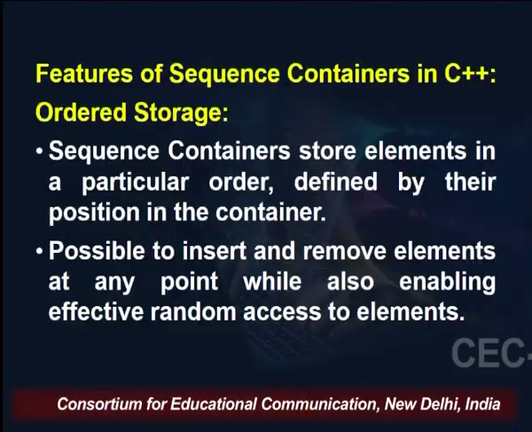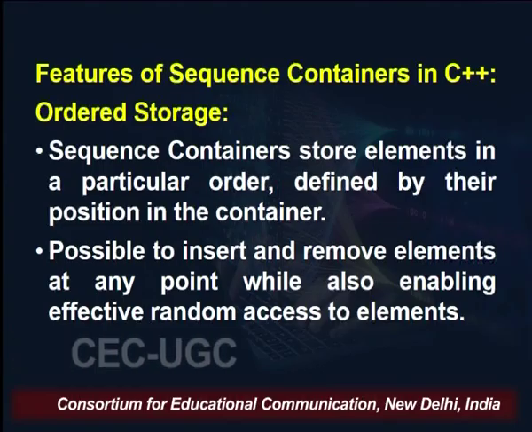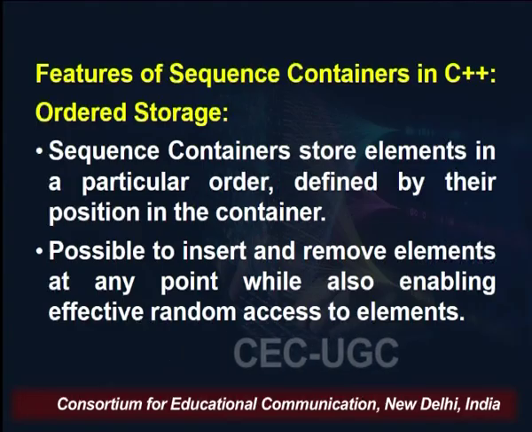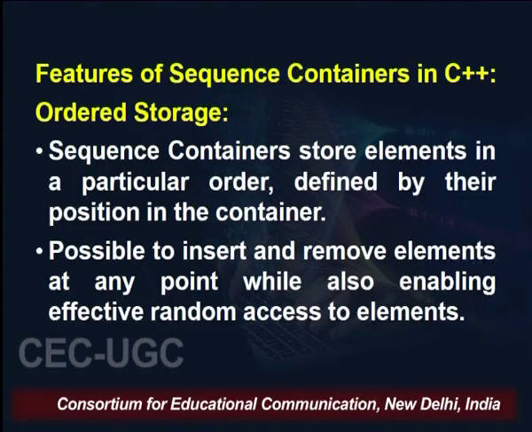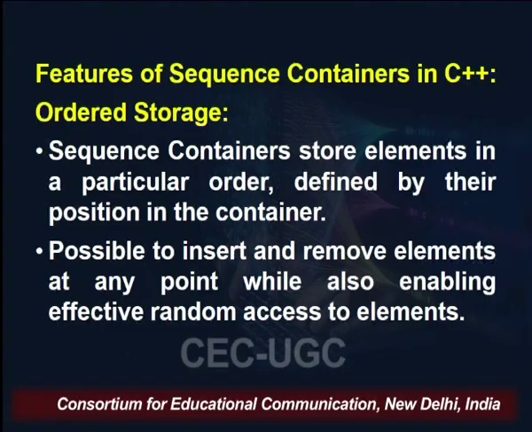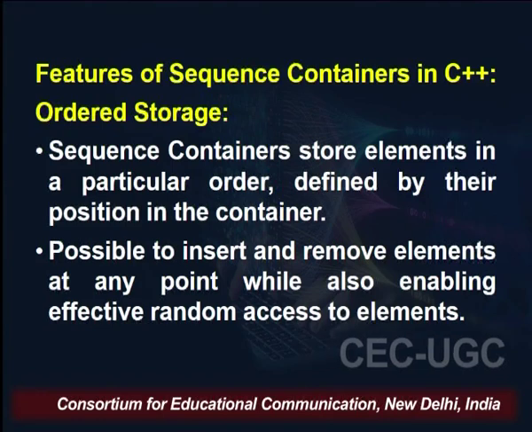Now, when we talk about sequence containers, there are some specific features which we should be aware of. So let us try to explore the features of sequence containers. The first feature is ordered storage. Ordered storage means the sequence container should store the elements in a particular order, and this order is defined by their position in the container. So it could be 1 2 3 4 or 0 1 2 3 4, depending.